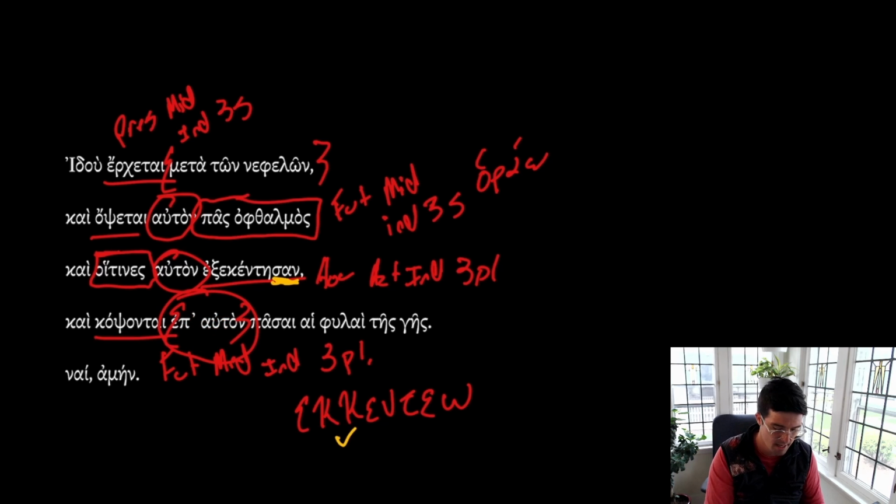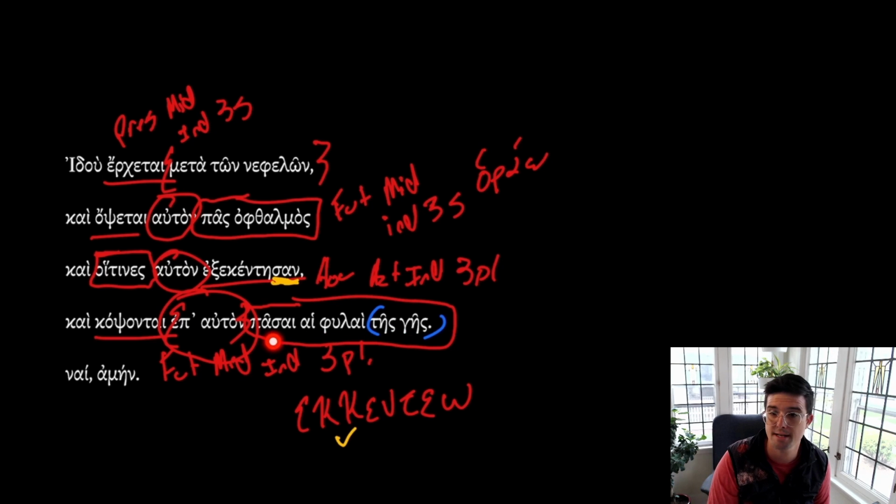They will mourn him. And then the subject, the ones doing the mourning, are pasai hai phulai tes ges. So all the tribes of the earth. Hai phulai are the tribes, a nominative feminine plural. The tribes, tes ges in the genitive, of the earth, and then the pasai here meaning all. So all the tribes of the earth will mourn him. Nai, amen. Nai, even though it sounds like no, actually means yes. This is the word for yes.